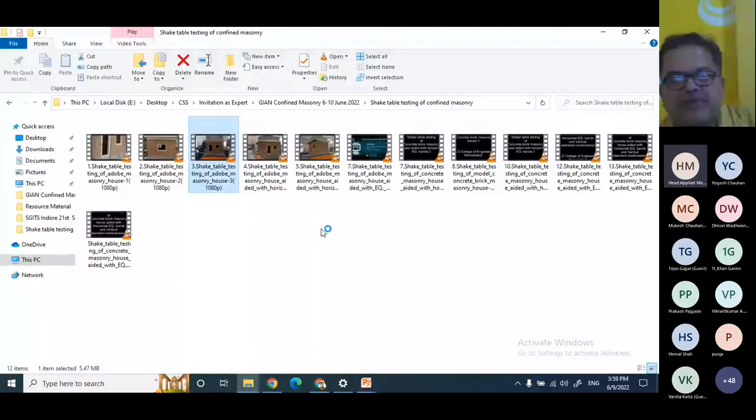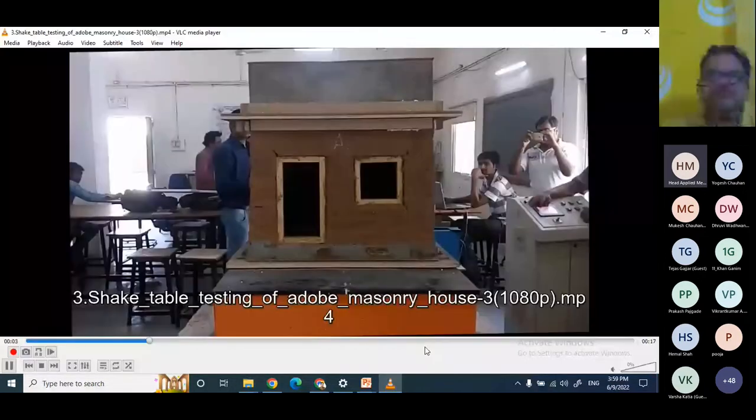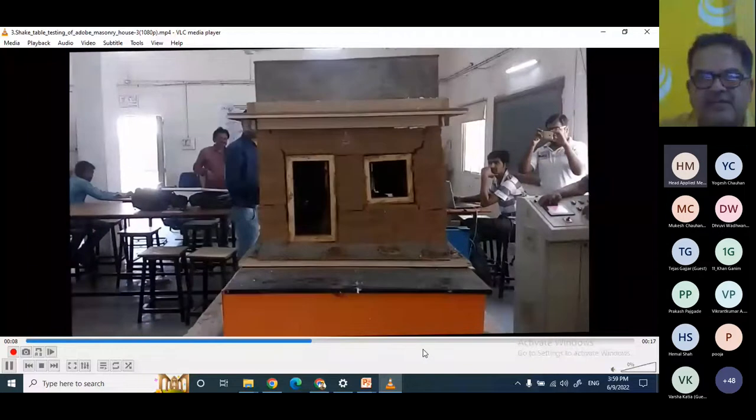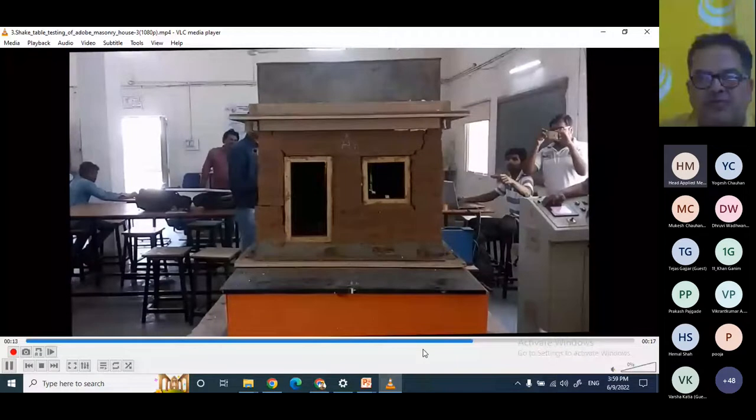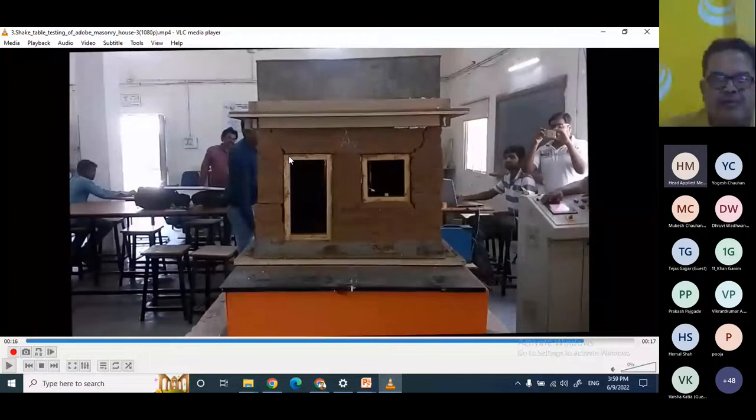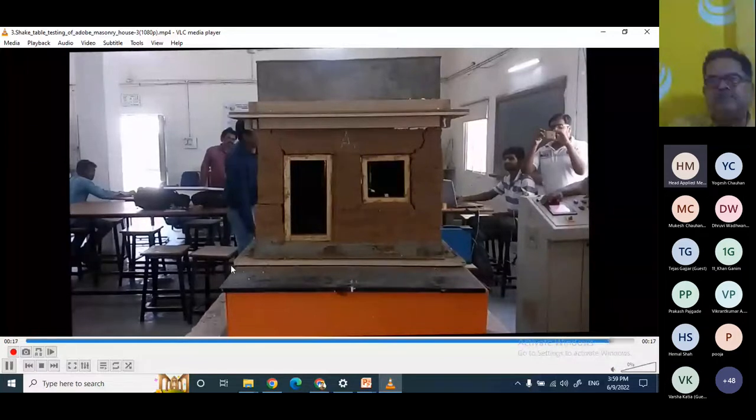We'll see one more video here. Now just look at this. No earthquake resistant feature. What is happening? The masonry around the openings is highly stressed because of the reduction in the area of that particular wall, and the failure has been observed. So these are the shear failures.